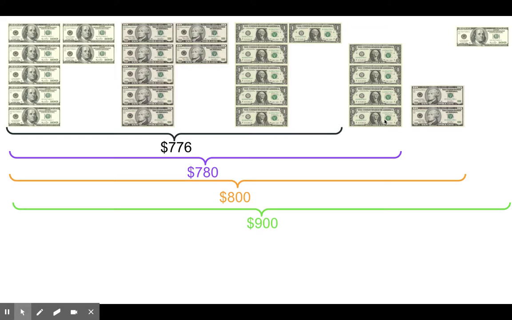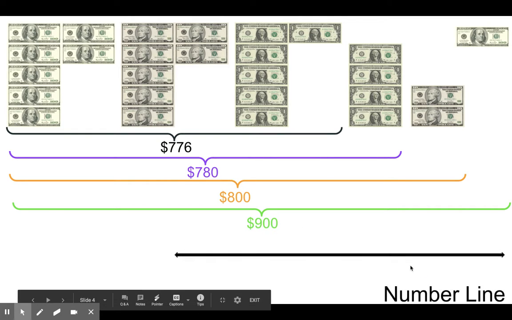We used 4 $1 bills to get from 776 to the next friendly number, which was 780. At 780, we used 2 $10 bills to get to the next friendly number, which was 800. And at 800, we used one $100 bill to get to the next number, 900, which is where we wanted to get. Let's take a look at this process on the number line.